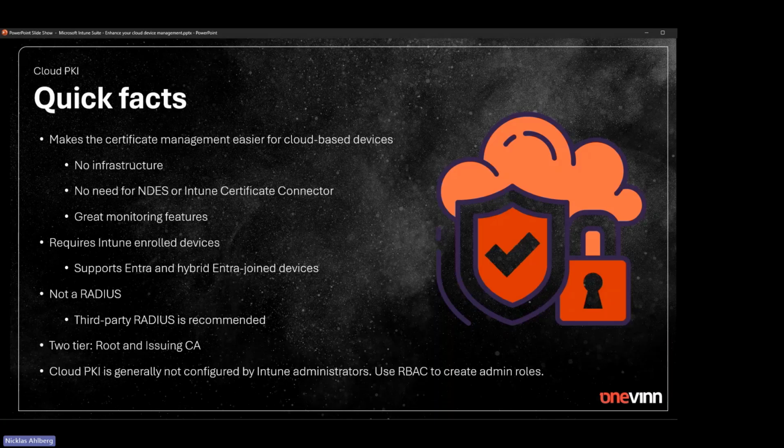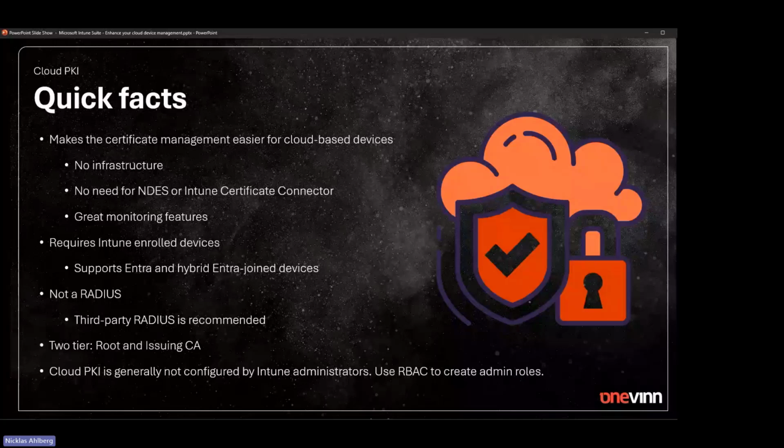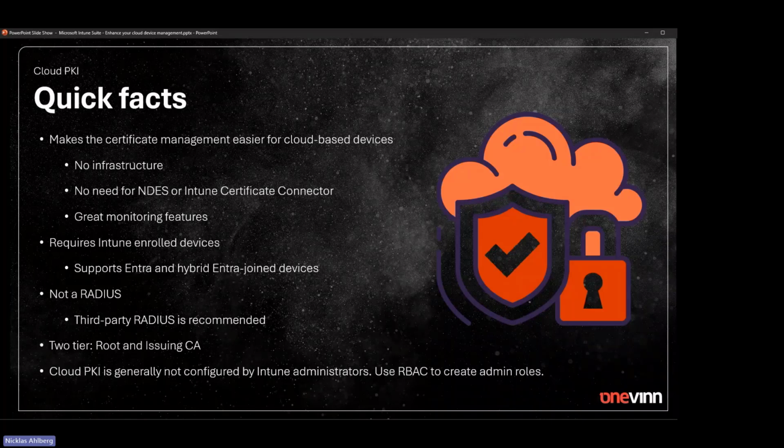So if you're using NPS or RADIUS, something that could be pretty hard to deal with when you are working with Entra joined devices only. So a third-party RADIUS is definitely recommended as well. So yeah, and it's a two-tier topology here. So we have a root CA and we have an issuing CA. That's what we can do with Cloud PKI at the moment.